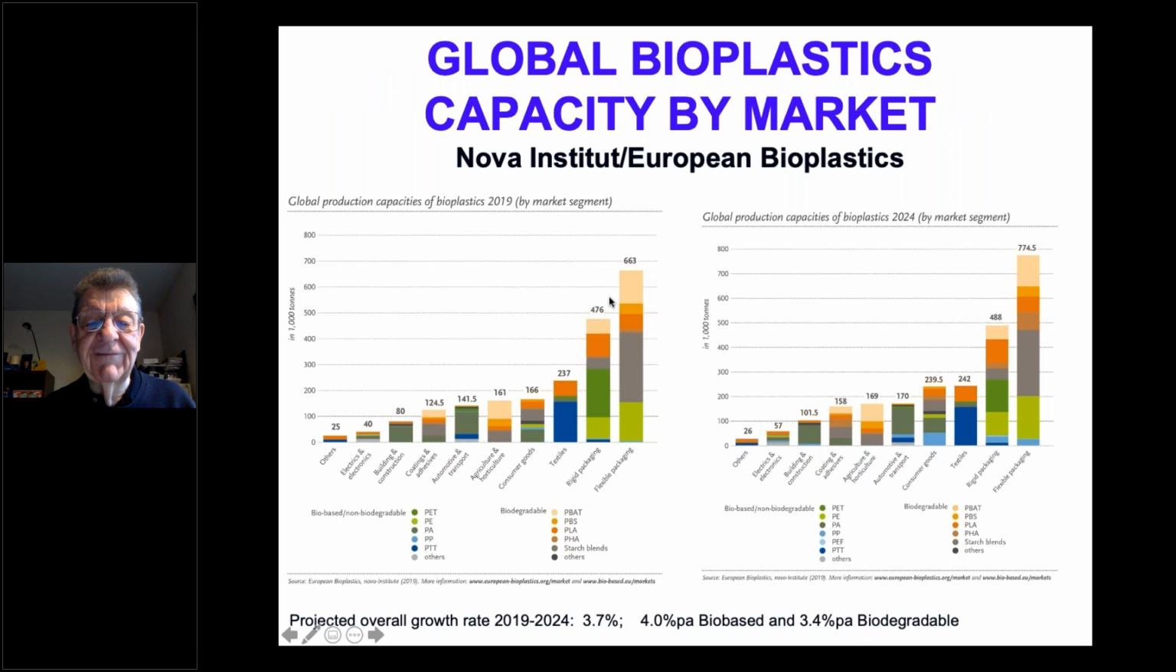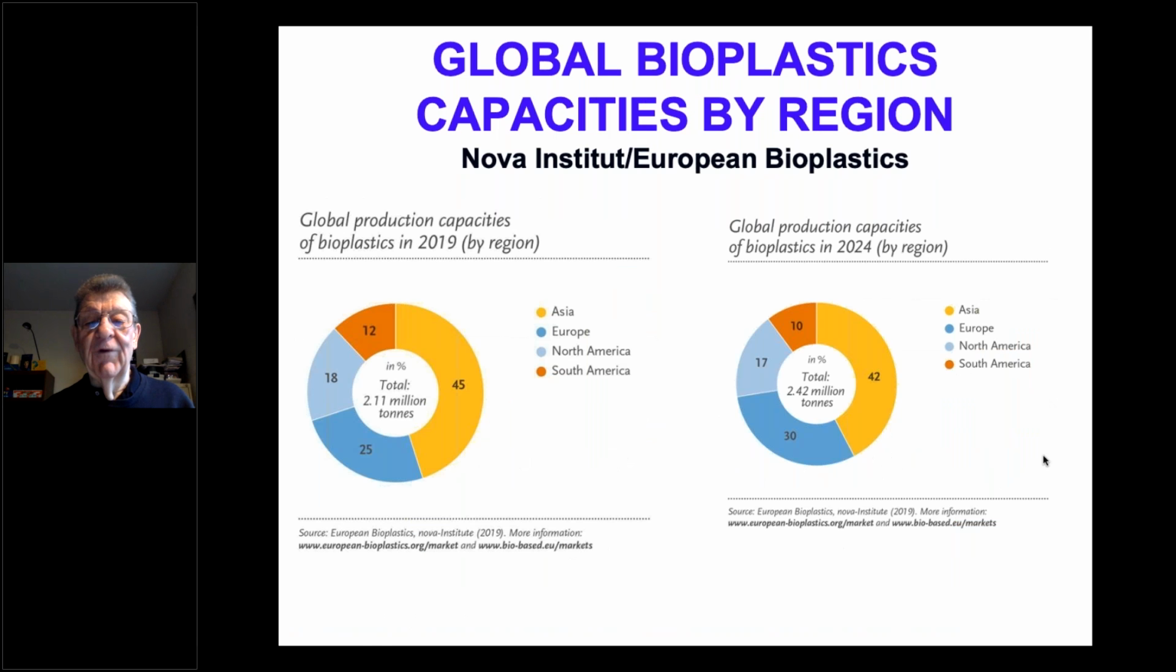Looking at market segments, they're looking for big growth for flexible packaging, and interestingly, also for consumer goods. You can see this 166 here going up to 239 for consumer goods. And I'm not going to go through all this in detail, but you'll be able to look at them afterwards on the slides.